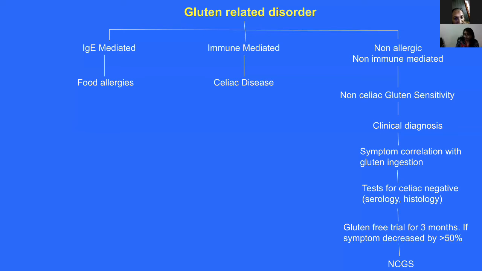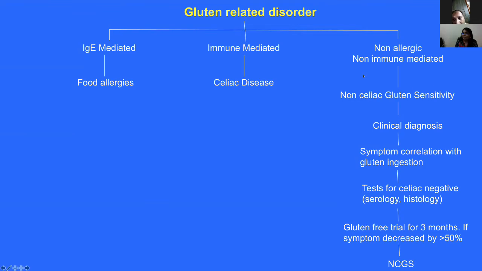I will skip this. A word about gluten disorders. Basically, gluten-related disorders can be in three forms. One is IgE-mediated, that is food allergies. Some patients say that when they take roti, they get a severe allergic reaction. This is IgE-mediated food allergy. Then comes celiac disease, in which wheat is taken and that causes some immune injury leading to celiac disease, in which there is villus atrophy along with other extra-intestinal manifestations.